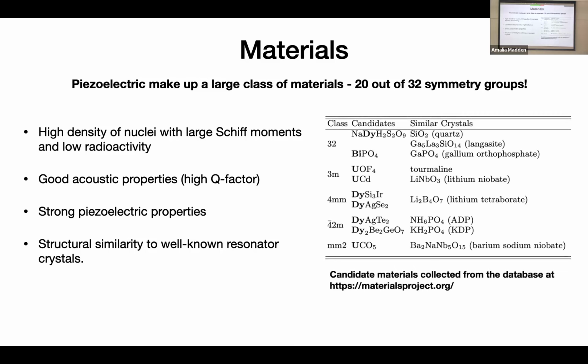So since we're not using a crystal that people have really manufactured before, we went on this website called the Materials Project, and we looked for crystals that people had already grown. And we tried to look at their symmetry group, and if people had used them in a similar context, like a resonator, but we tried to find now similar materials that had nuclei with big shift moments.